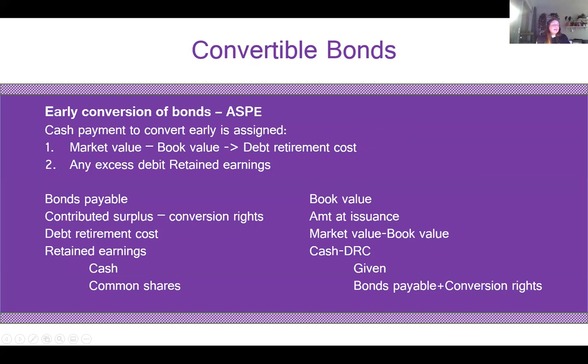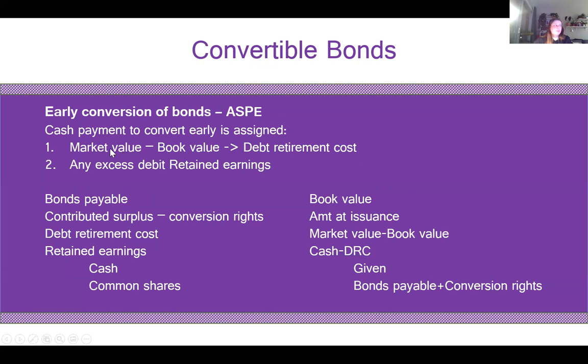If there is an early conversion of bonds, the accounting treatment for ASPE and IFRS is different. So that means that instead of converting them on June 30th, they decide to do it on March 1st. Then they're going to have to pay extra money to convert their bonds early. And how that extra money is assigned is that first you're going to calculate a debt retirement cost.